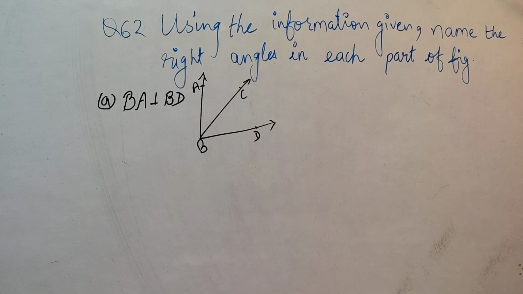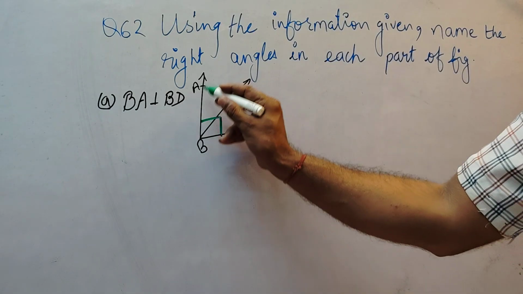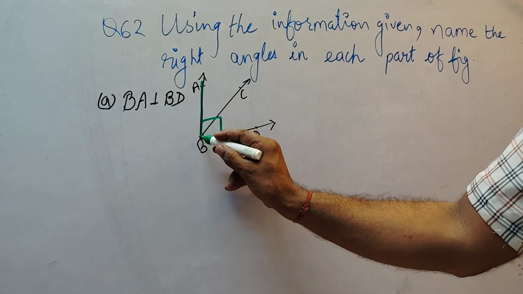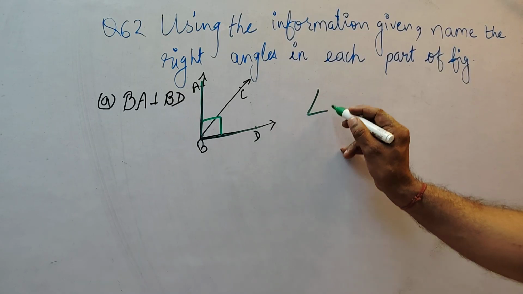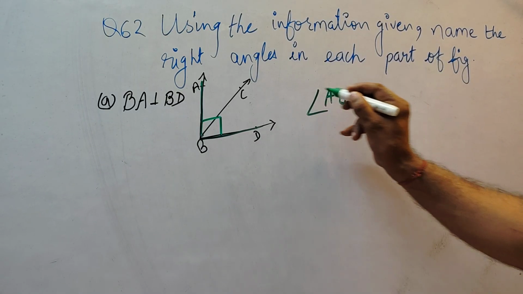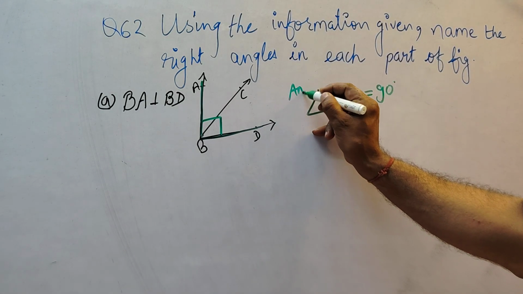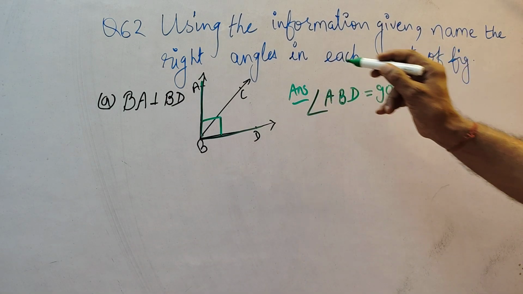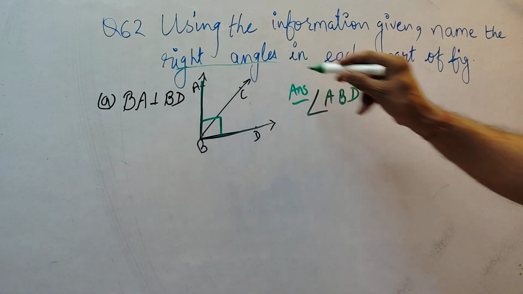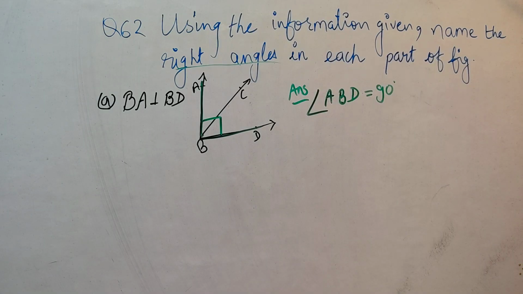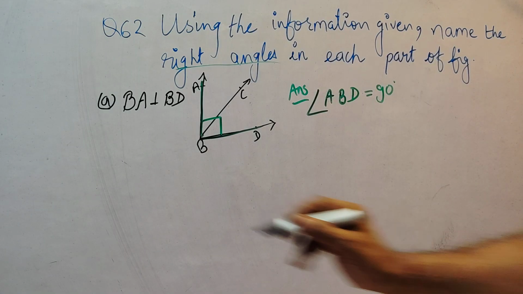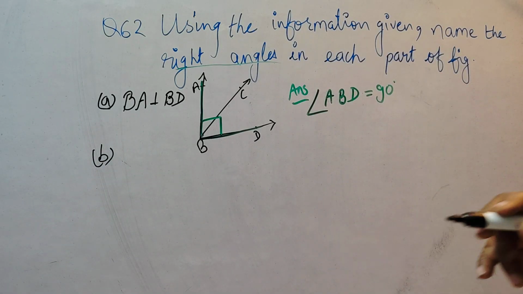So what is the answer? Right angle means 90 degrees. So this is the 90-degree angle, and its name is angle ABD. Clear? This is the answer for part A. The question is saying name the right angles, so the name is angle ABD. Is it clear? Okay.